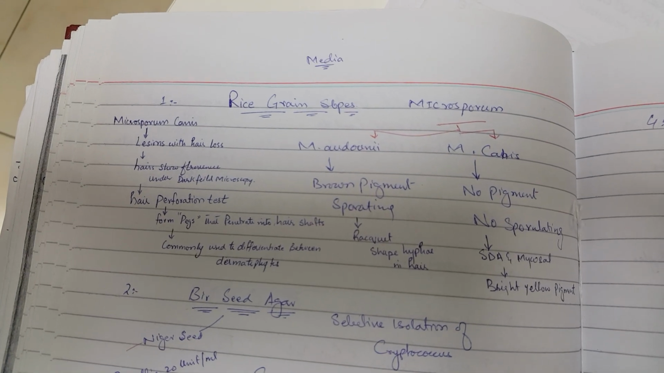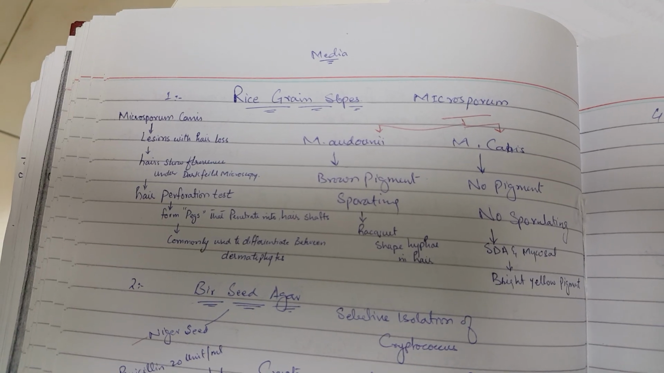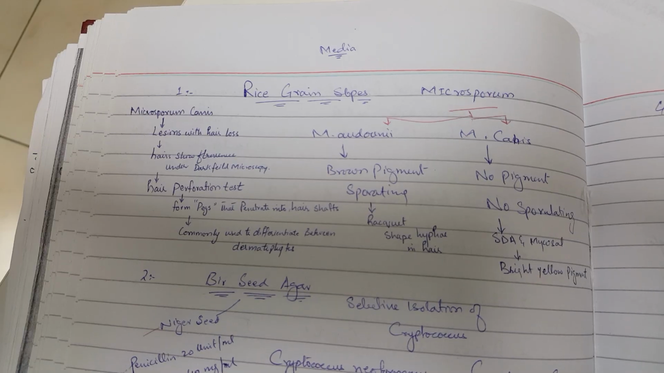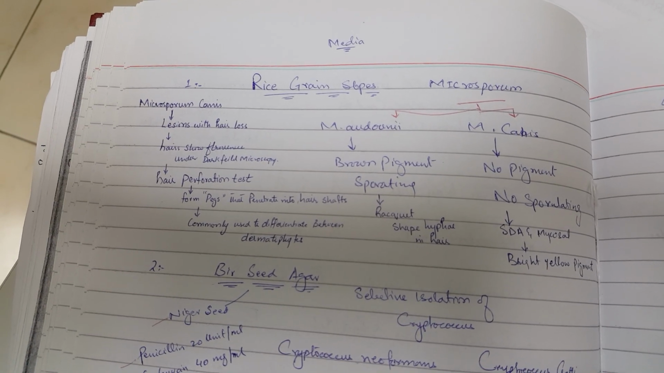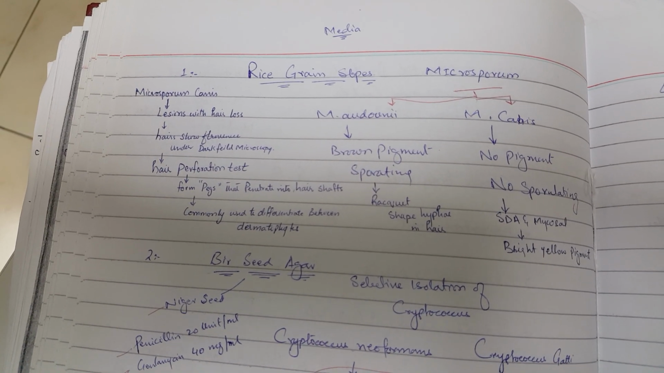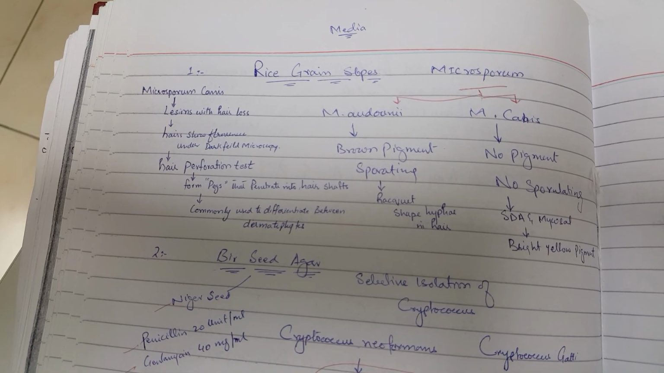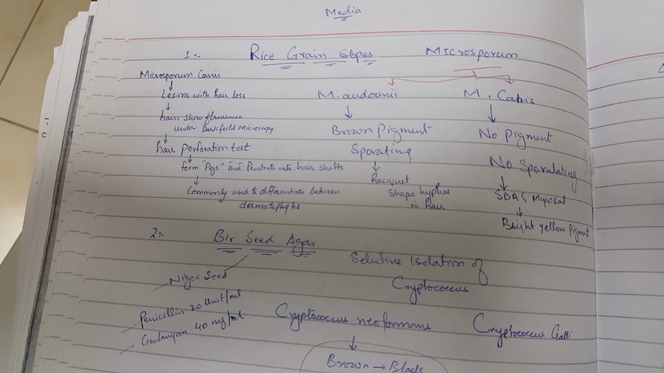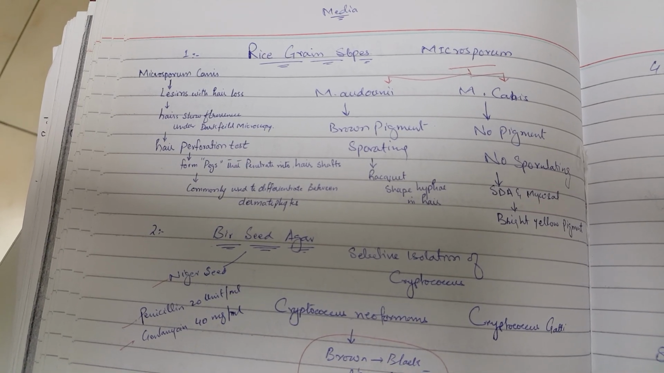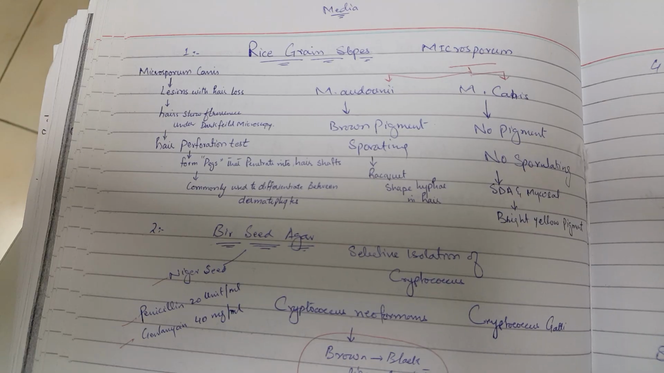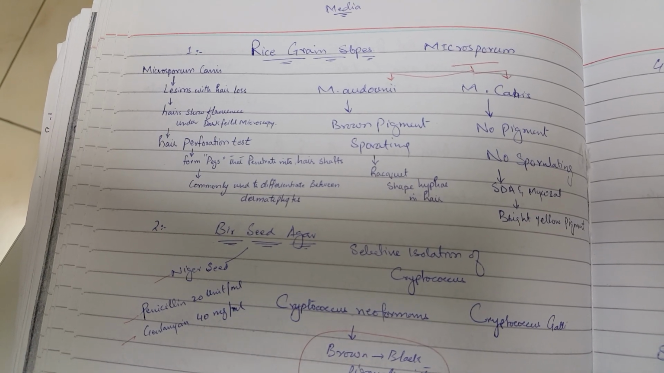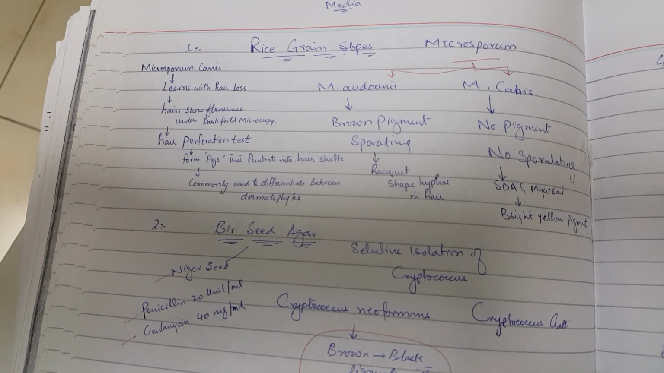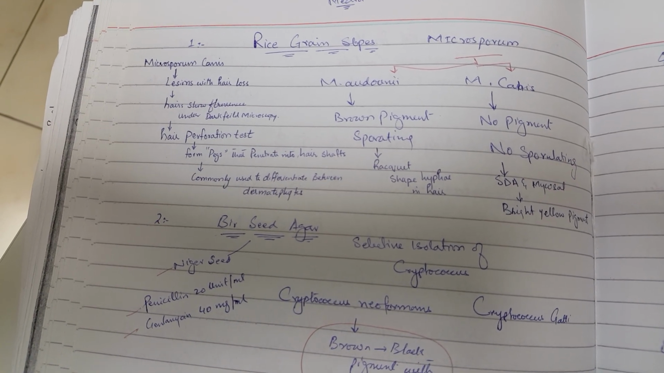Rice grain slope medium is most widely used to identify the Microsporum species. Microsporum audouinii produces the brown pigment and sporulates, producing the rocket-like hyphae in hairs, while M. canis does not produce the pigment and sporulate in the hairs. So for M. canis, SDA and mycosel is used. M. canis produces the bright yellow pigment. M. canis lesions show hair loss and the hair shows fluorescence under the Wood's lamp.